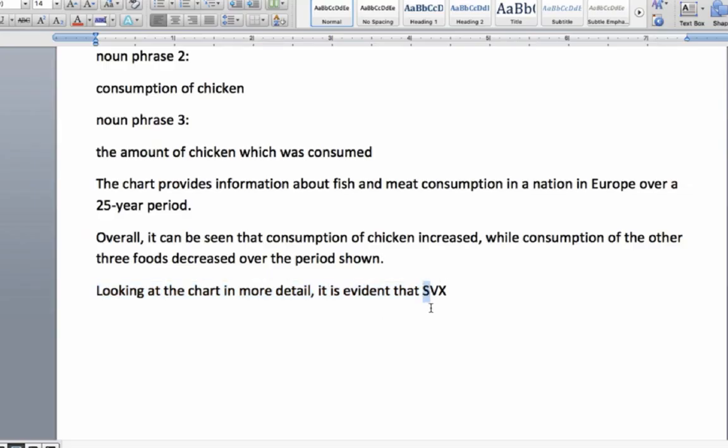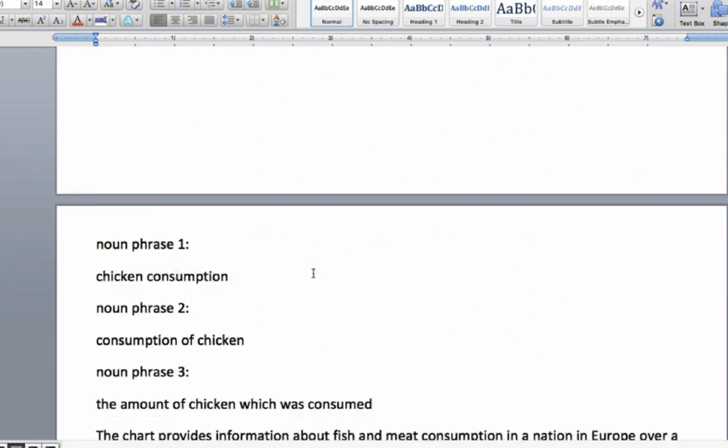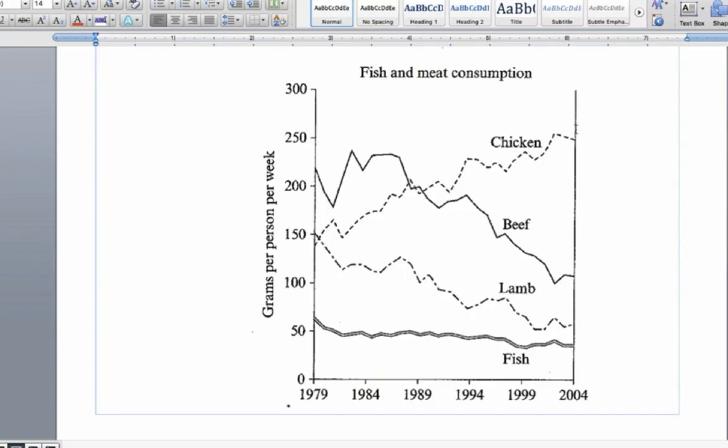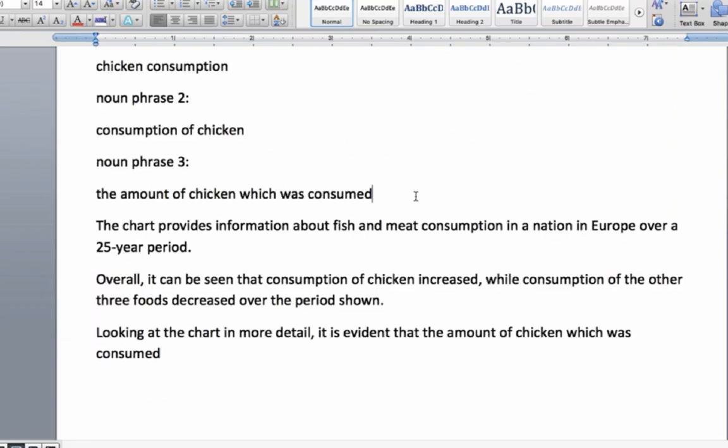We want to put the subject over there. So let's choose a subject. We've used 2, we've used 1. Let's choose 3 to really impress the examiner with the first sentence. The amount of chicken which was consumed. Subject. Then I'm going to say, it increased from that to that. That's all you need to do.